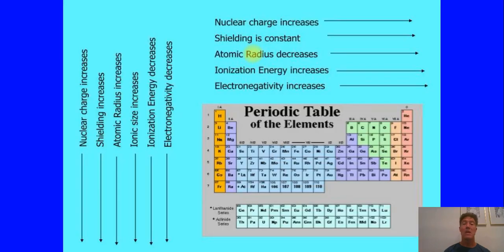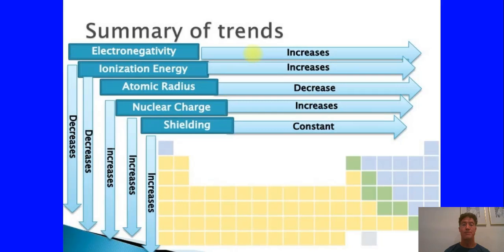So putting it all together, here are all the things we care about. Electronegativity increases as we go to the right, decreases as we go down. Ionization energy, same thing, increases as we go to the right, decreases as we go down. Atomic radius decreases as we go to the right, increases as we go down. Nuclear charge increases as we go to the right. Yeah, sorry about that. Nuclear charge increases in both directions.